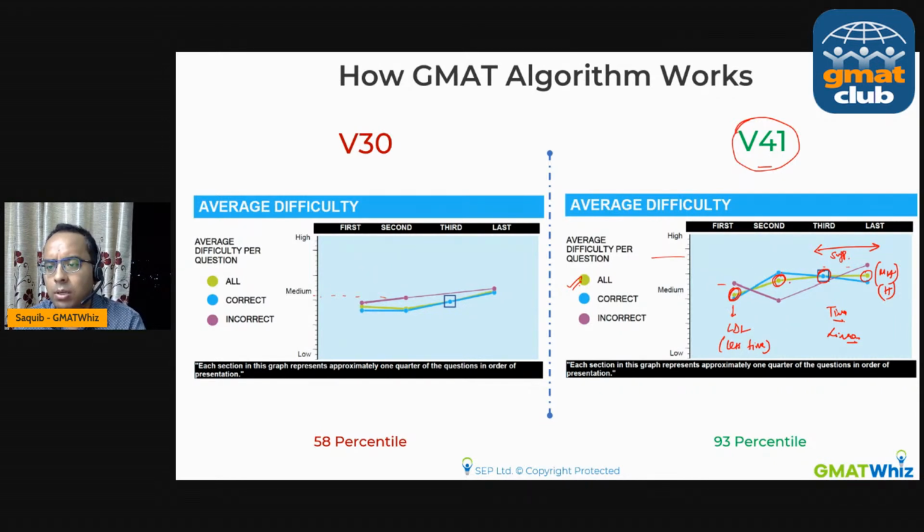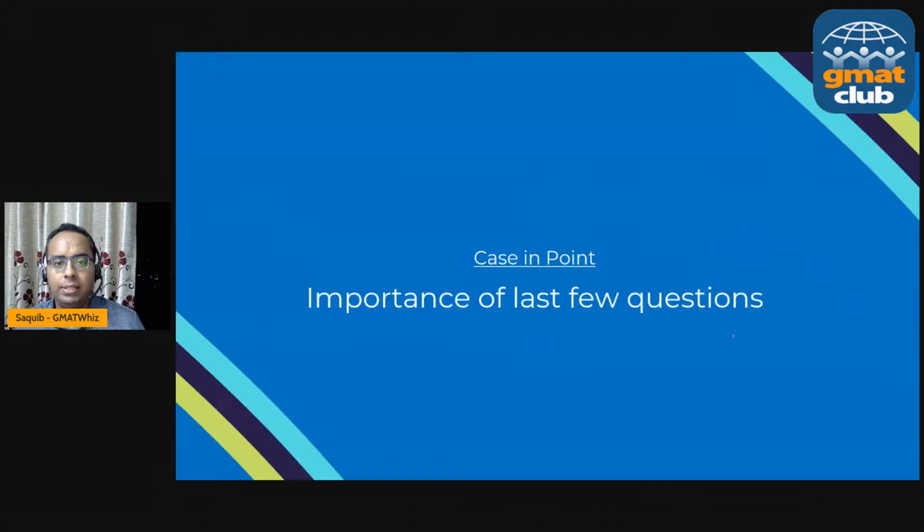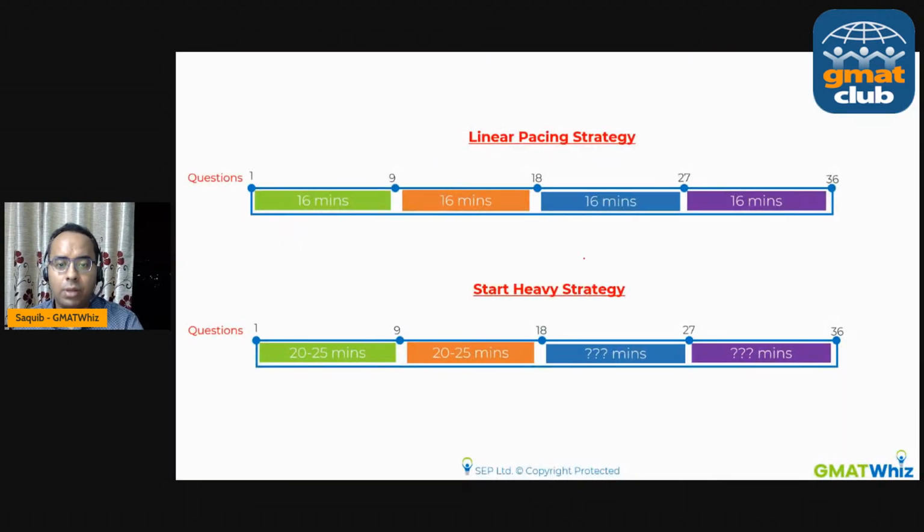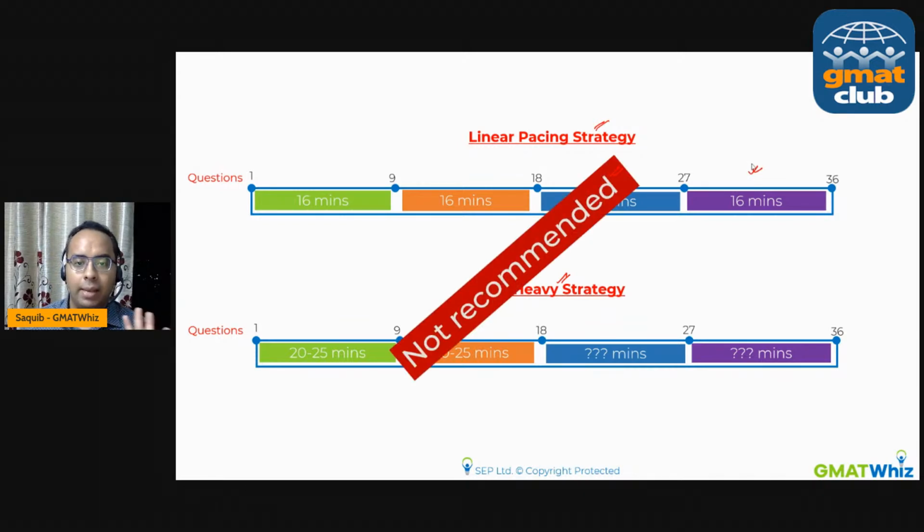Even if you get the first 2 quarters correct, and you mess up the third and the fourth quarter, and when I say mess up, I mean royally mess up, then you won't be getting a V41. You will end up with a V32, V34, something like this. So I hope this part is clear, why the strategy where you start heavy is also not recommended. Why this linear strategy won't work if you're doing well, because you're going to struggle in the third and the fourth quarter. So that's why I am not going to recommend these two strategies.